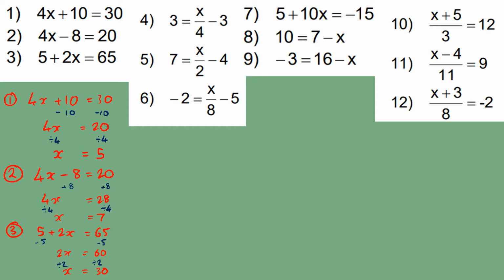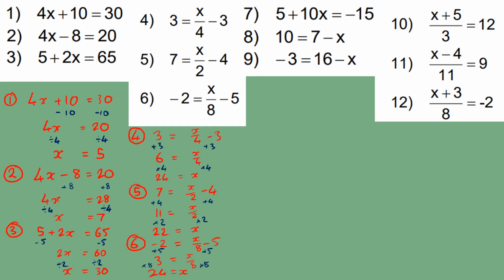For me, 3 seemed like a bit of an awkward one, maybe, because it had the 5 at the front, but it's still not attached to the x, and we still get rid of it by subtracting it. We wouldn't add it because it's not a minus 5. Okay, I'm going to show the next 3 answers. So pause the video now, and I'll show them in 3, 2, 1.